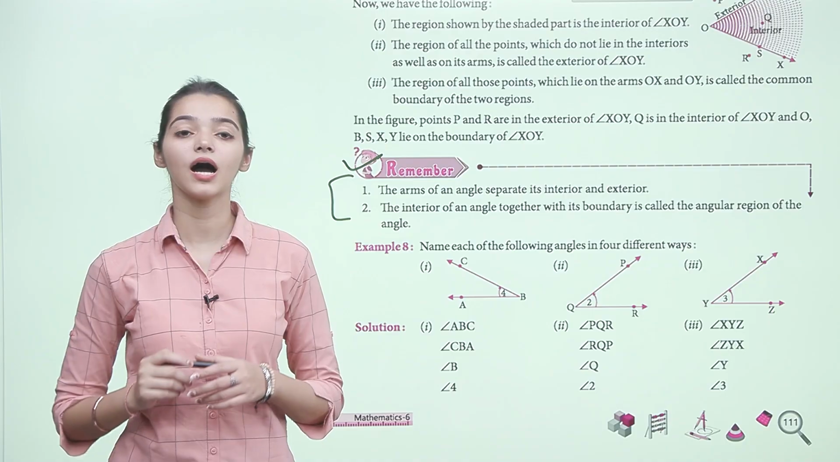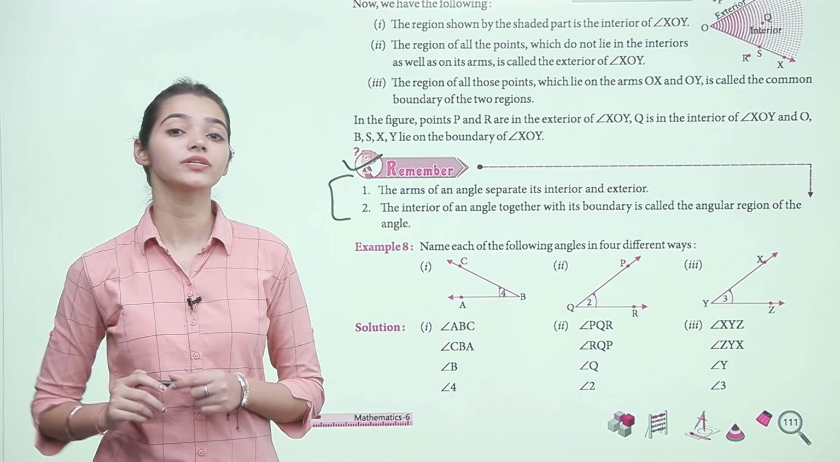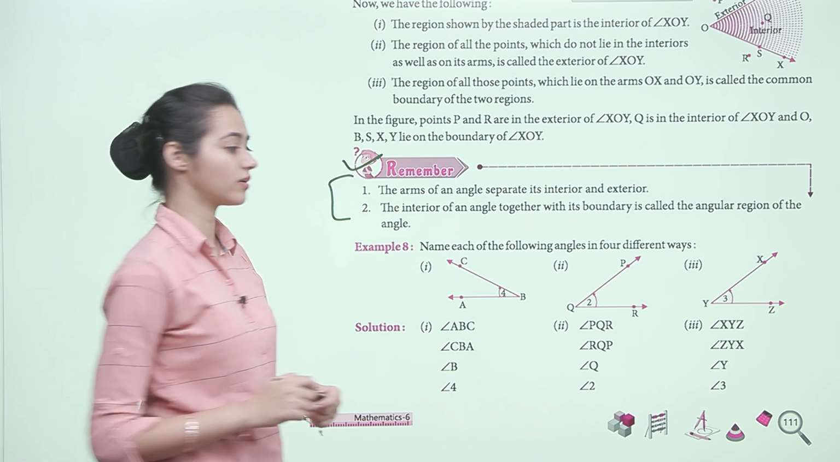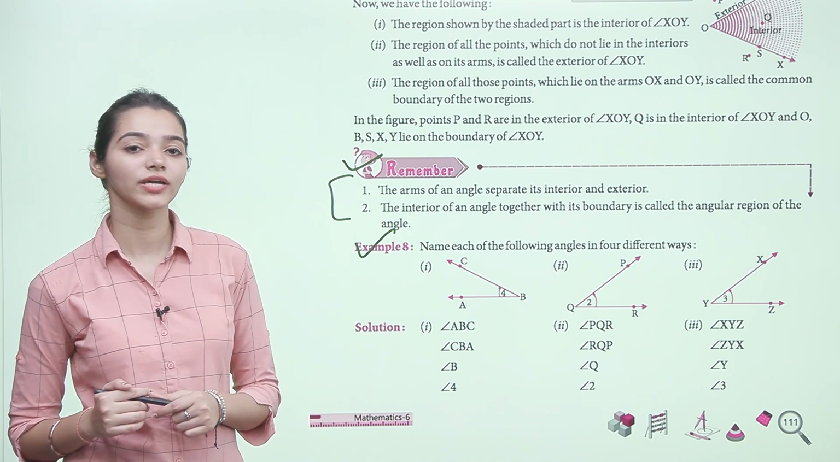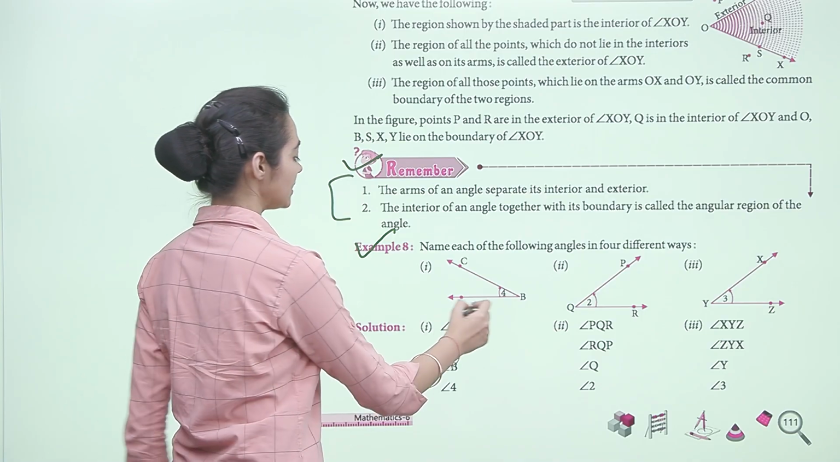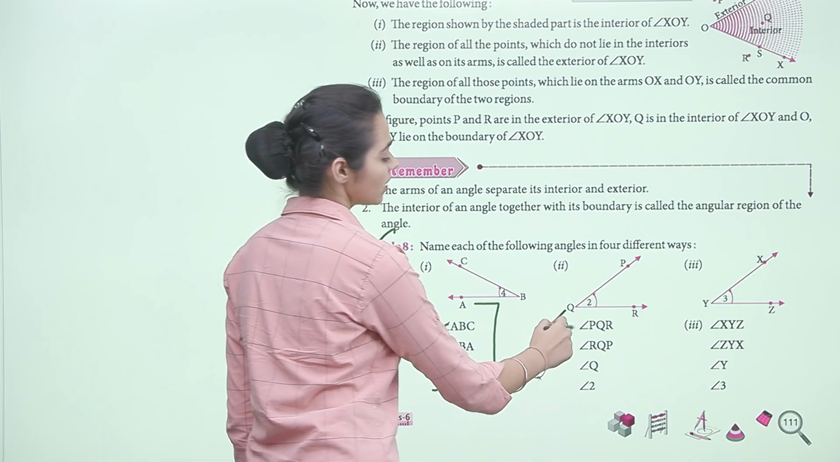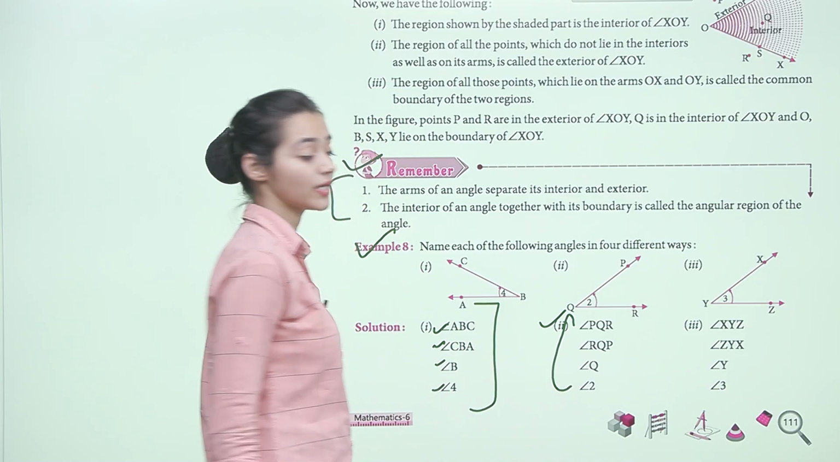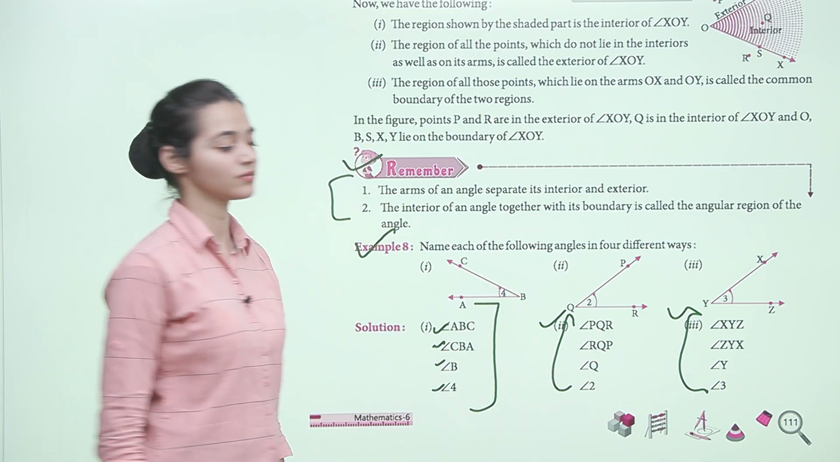Now always remember, the arms of an angle separate its interior and exterior, and the interior of an angle together with its boundary is called the angular region of an angle. Here is our example number 8. We have to name each of the following angles in 4 different ways. These are: angle ABC, CBA, angle B, angle 4; angle PQR, RQP, angle Q and angle 2; angle XYZ, ZYX, angle Y and angle 3.